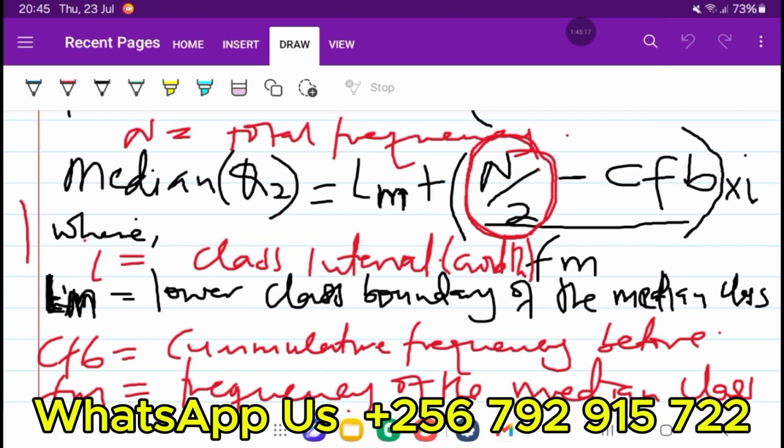So the guiding factor is that n over 2. For median, it is n over 2. For lower quartile, it's going to be 1 over 4 n, or n over 4. Then for upper quartile, it is going to be 3 over 4 n, or 3n over 4, minus the cumulative frequency before, over the frequency of that quartile class.